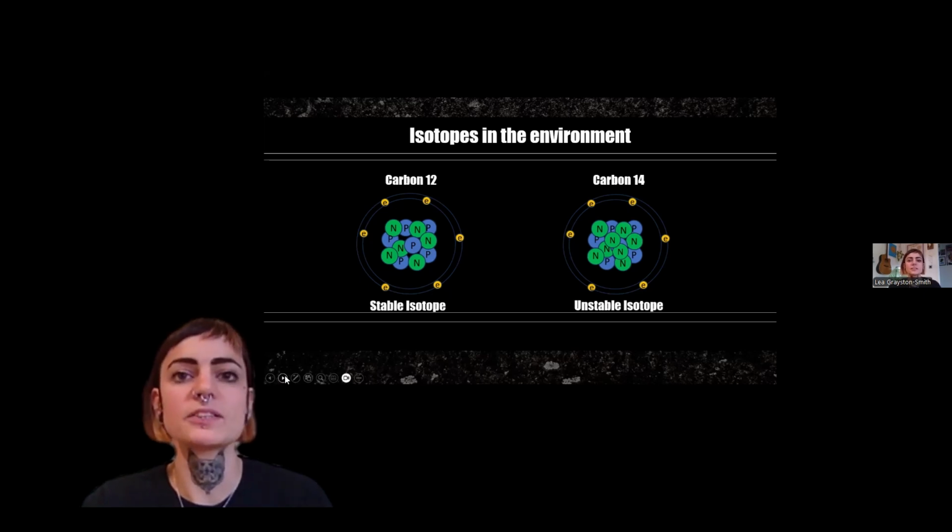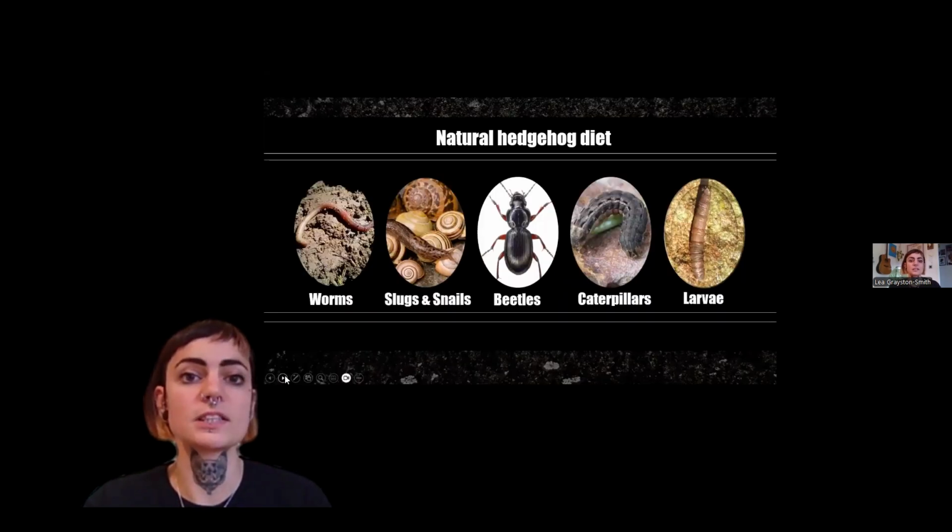So unstable isotopes decay over time, so they can be useful for things like carbon dating, whereas stable isotopes remain fixed in that sample, so it can be a great tool for learning from historical specimens. Now, a lot of research has been done into hedgehog diet in the past, and most of that research was either done by fecal analysis or stomach contents analysis.